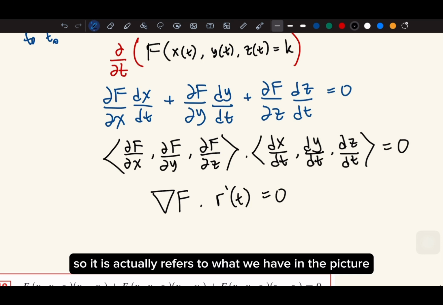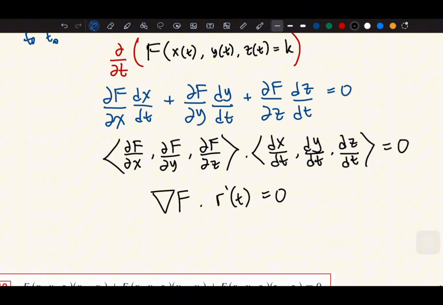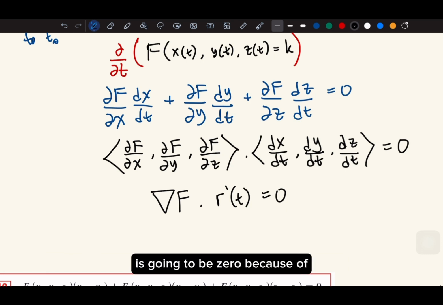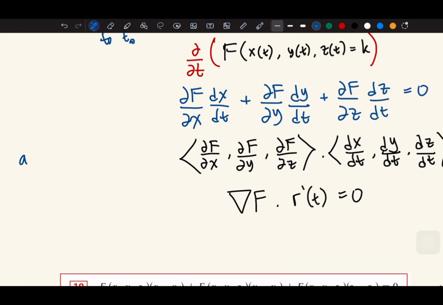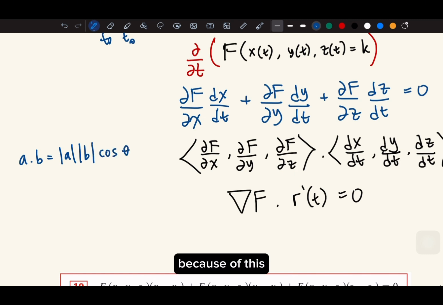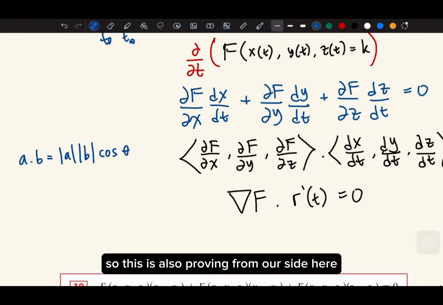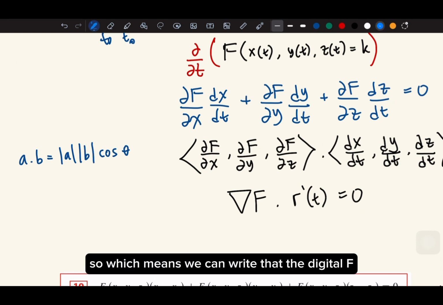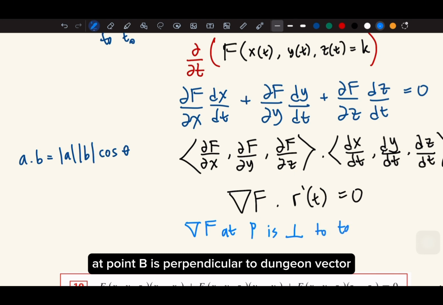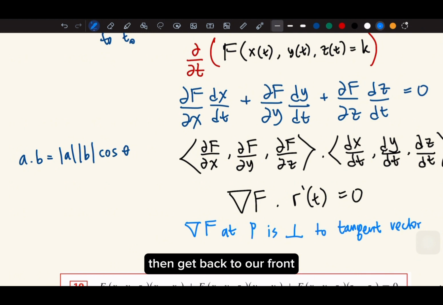So it refers to what we have in the picture. The dot product of vectors that are at 90 degrees is going to be 0, right? Because of the vector property: theta is the angle between the vectors, and since the angle between the vectors is 90 degrees, the cosine is 0. So this proves that the dot product is 0, which means we can write that del f at point P is perpendicular to the tangent vector r prime t.